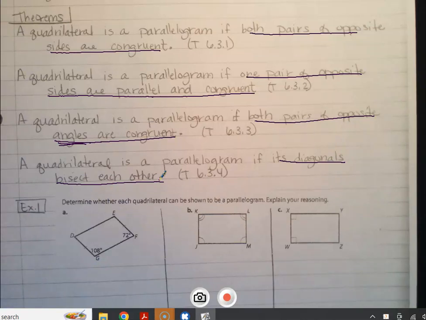All right, so determine whether each quadrilateral can be shown to be a parallelogram. This one, the first one, has nothing to do with the theorems that you just read about, which is always fun. But we dealt with this with the other two proofs that we just practiced from our homework last night.